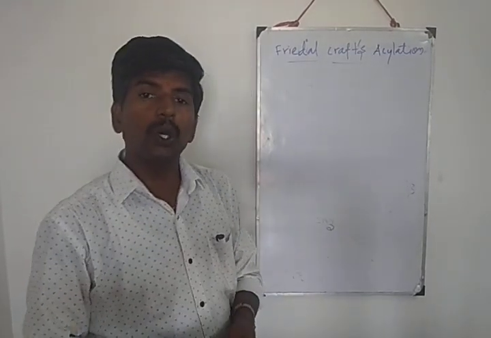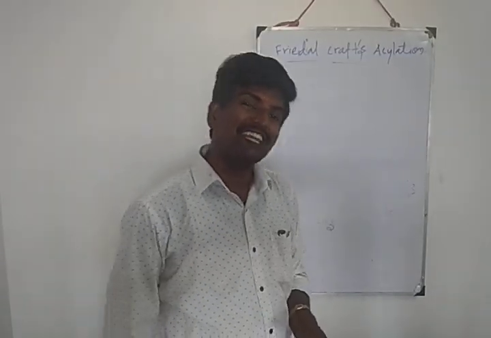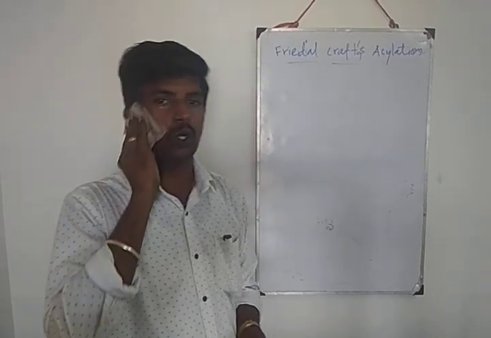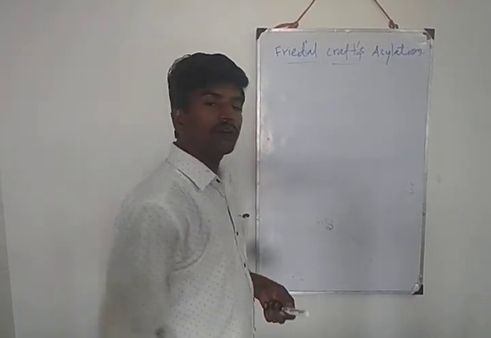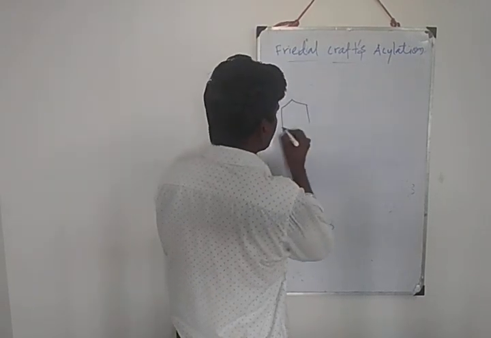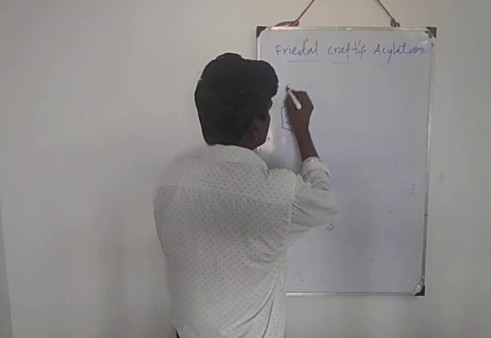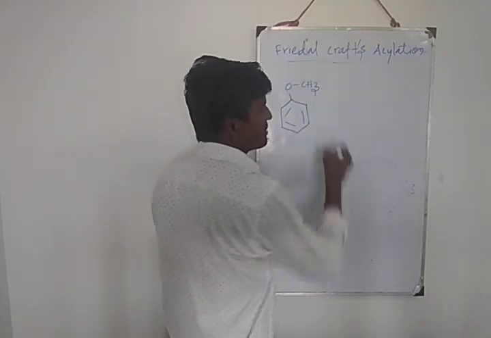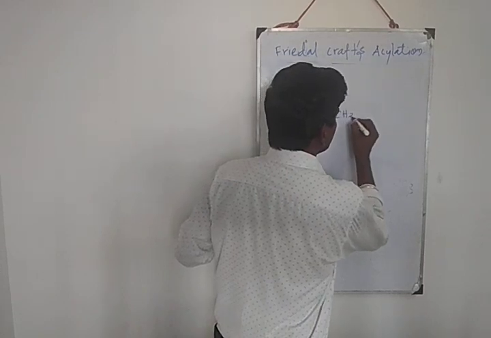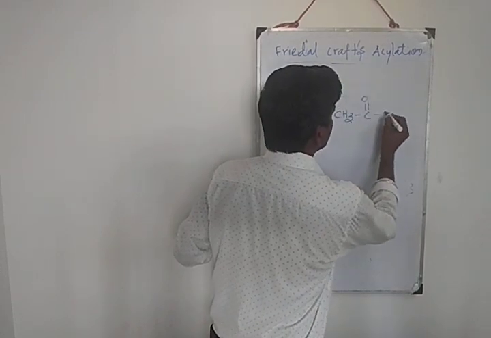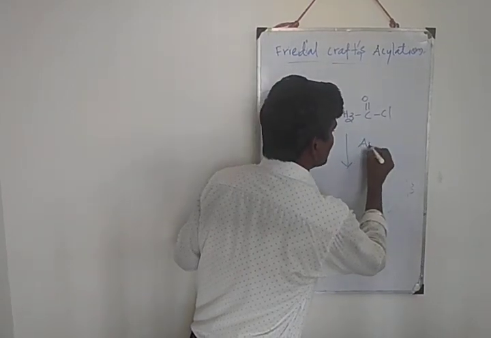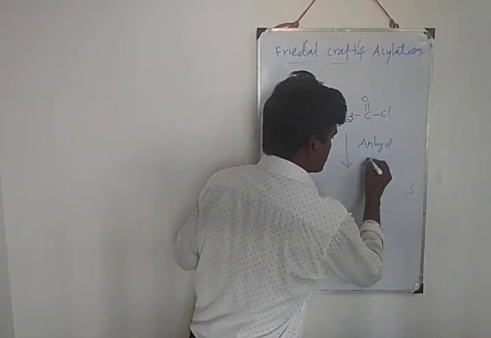If you want to do alkylation, we have to add an alkyl halide. If you want to do acylation, we have to add an acid chloride. Okay, I am going to do Friedel-Crafts acylation in an aromatic ether. This is an aromatic ether. Acylation means you have to add an acid chloride, CH3, C double bond O, Cl. This is Friedel-Crafts acylation, in the presence of anhydrous aluminum chloride.